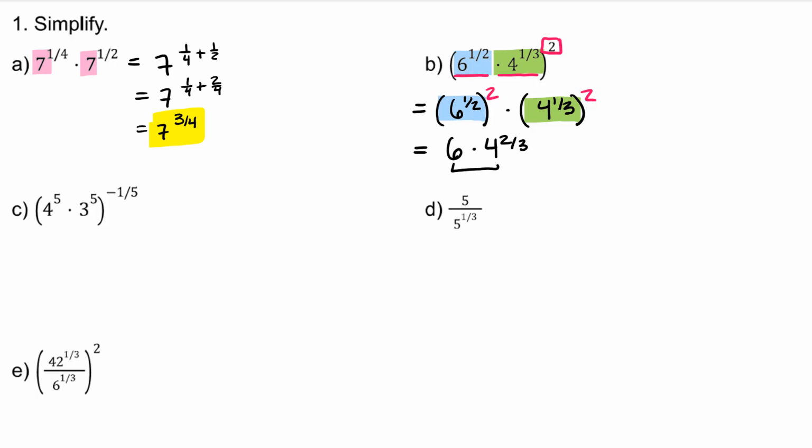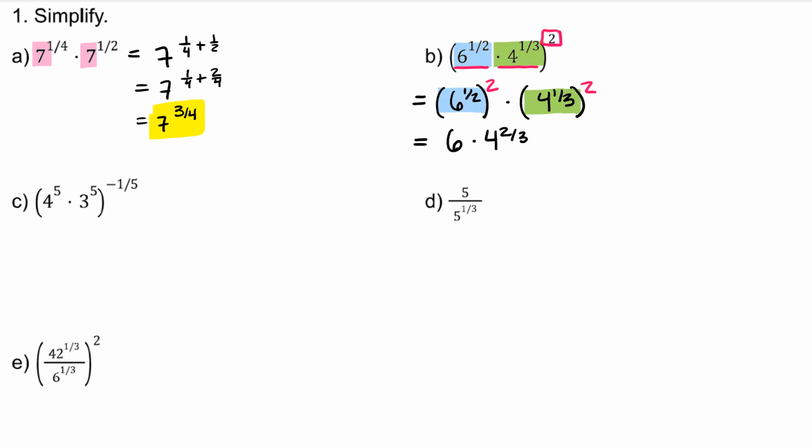Can you multiply the 6 times 4? Absolutely not. This is not a 4. This is a 4 to the 2/3, which is a cube root of 4 squared. Also, in the order of simplification, exponents always take precedence over multiplication. So because you can't simplify 4 to the 2/3, then you can't also multiply it by 6.